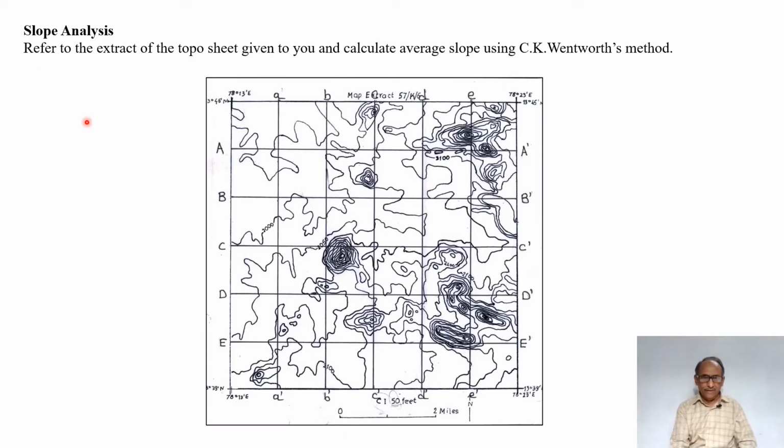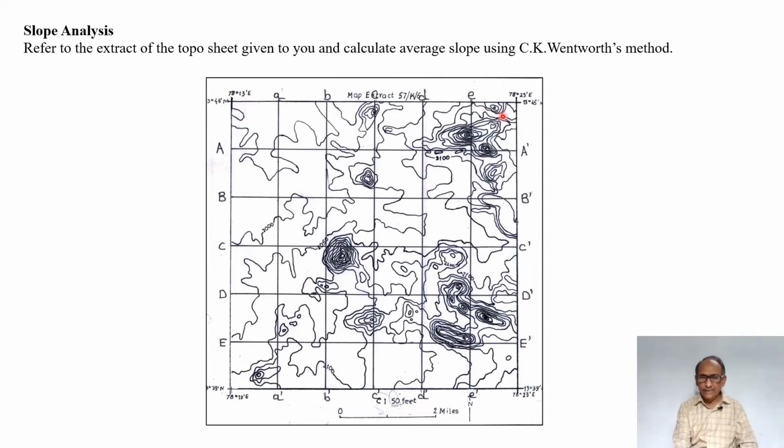Hello friends. Now, for slope analysis, there are three methods: Wentworth's method, Robinson's method, and Smith's method. Those are very interesting methods and very easy also. Let us try to understand the Wentworth method first. In order to do the slope analysis and find the average slope of the land, it is necessary to take an extract of the topographical map.